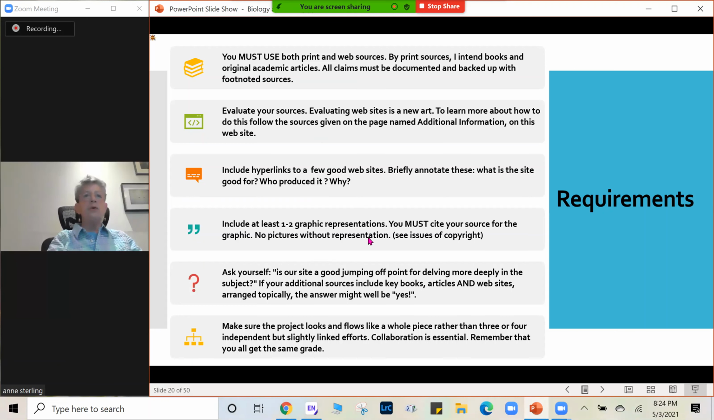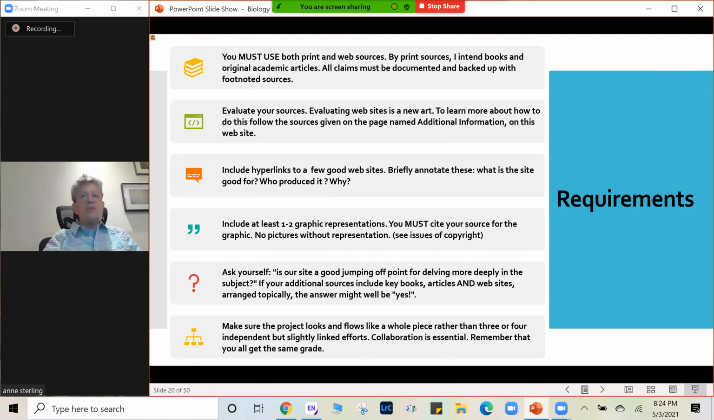I asked that they include at least 1 to 2 graphic representations. I noted that they had to cite the source of the graphic, so they couldn't just nab a graphic anywhere on the website and plop it in. And as I said, no pictures without representation. And I also gave them issues of copyright on a separate link to my website. And again, they could check with librarians about how to use copyright.